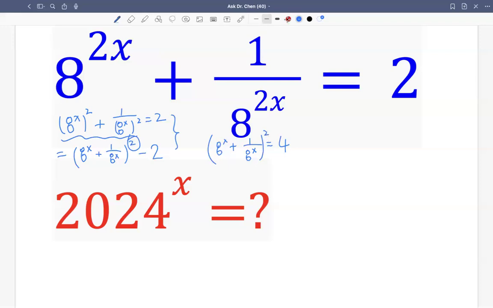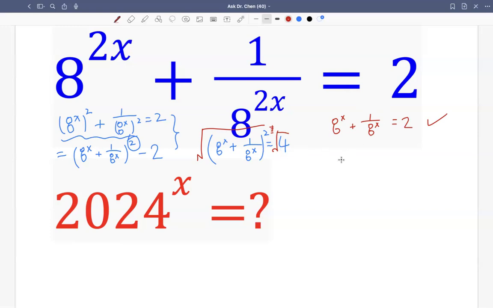Now we can square root both sides. Usually we get plus minus 2 values. In this case, we get a raised by x plus 1 over a raised by x equals plus minus 2. However, a raised by x and 1 over a raised by x will never be a negative number, so we only take the positive one. So a raised by x plus 1 over a raised by x equals 2. So we just ignore the -2.